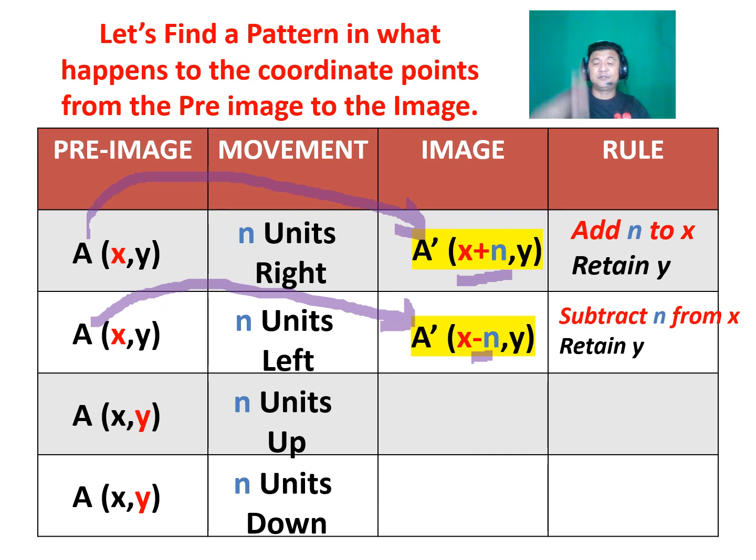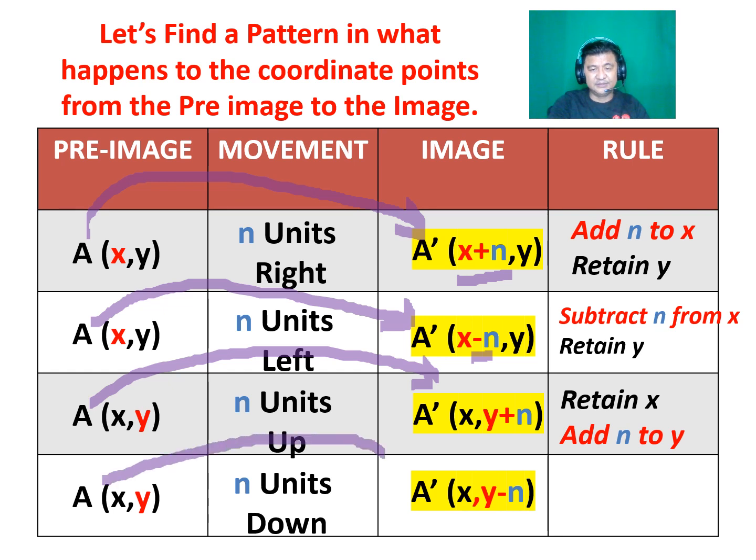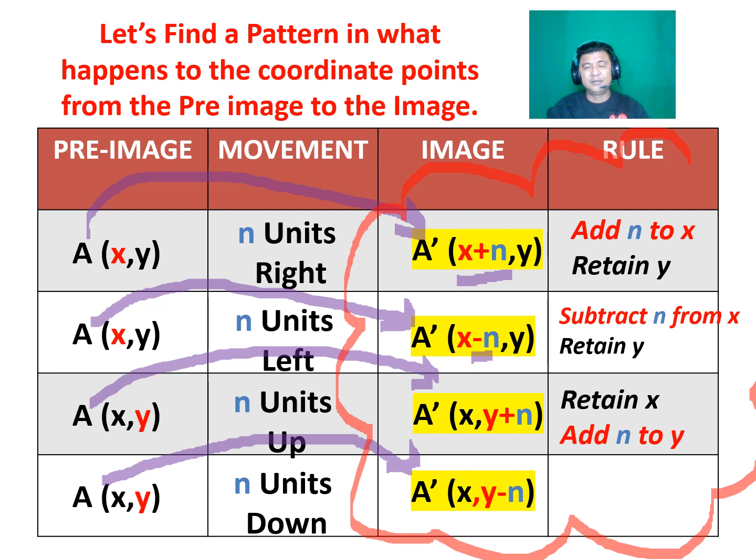Now going up and down affects the x or the y? Yes, it affects the y. So therefore, y prime will be what? y plus the n. Any number, right? And the x is retained, which is the same. All right. And then how about going down? Going down, instead of plus n, it'll be minus n. There you go. And the x remains the same. So take note of this. This is your summary of everything we learned about transformation in a coordinate plane.